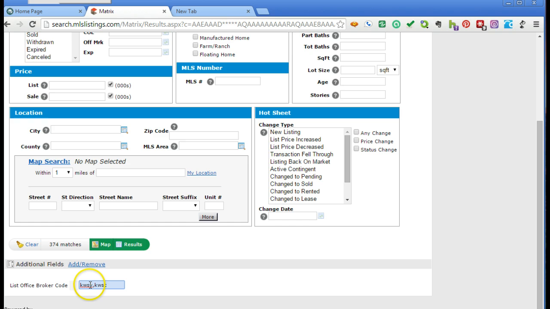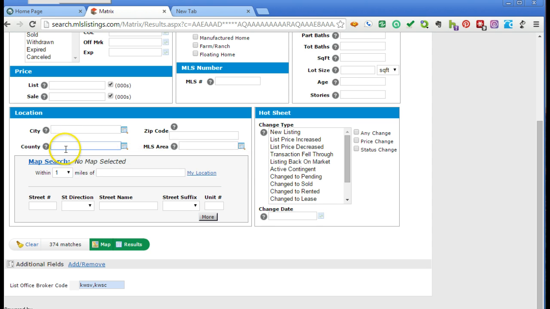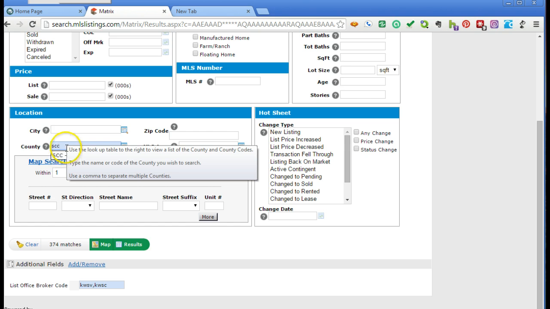Now, for KWSV there's also what's called the office code, which I'm not bothering with. Campbell is 01 and San Jose is 02. We don't need to worry about that because KWSV gets them both. And KWSC is Santa Cruz. If you're saying, I don't want to do an open house in Santa Cruz, by the way, some people say they would love to, but if you want to just do open houses in Santa Clara County, you could go up here, see where it says county, and type in SCC, which is Santa Clara County.